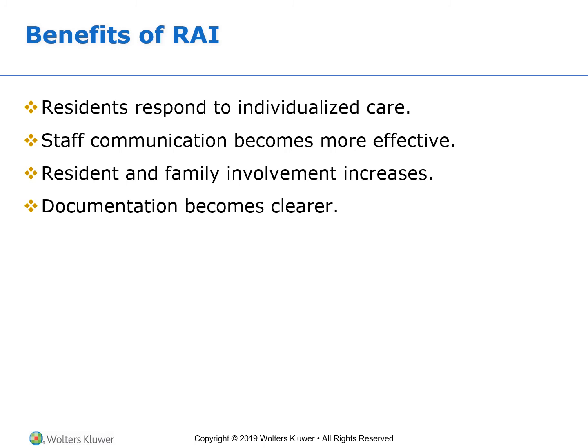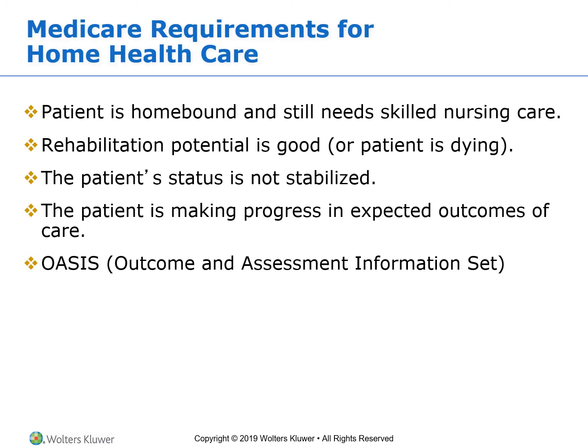Medicare requirements for home health care are that the patient be homebound and still requires skilled nursing care. Rehab potential is good, or the patient is dying. The patient's status is not stabilized, or the patient is making progress toward an expected outcome of care.